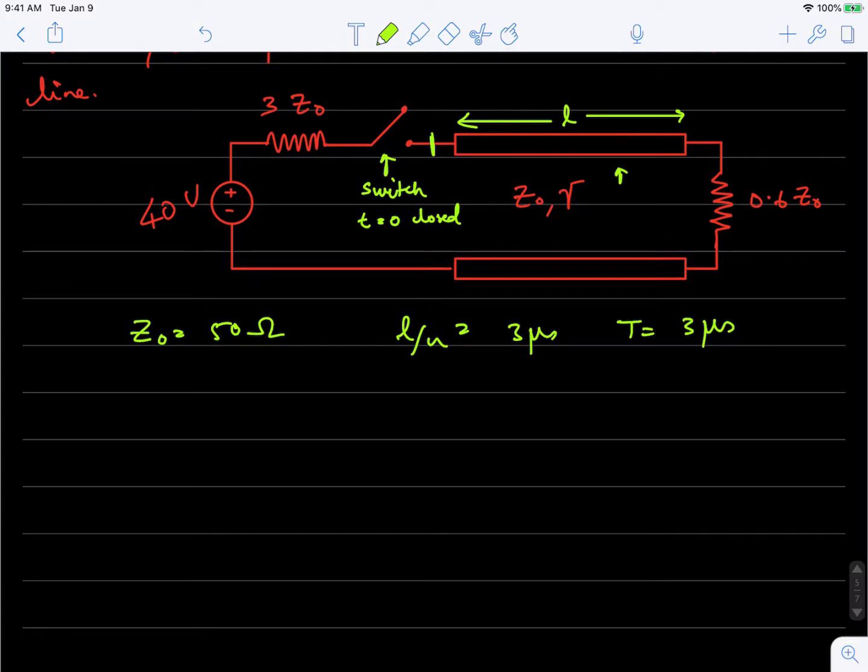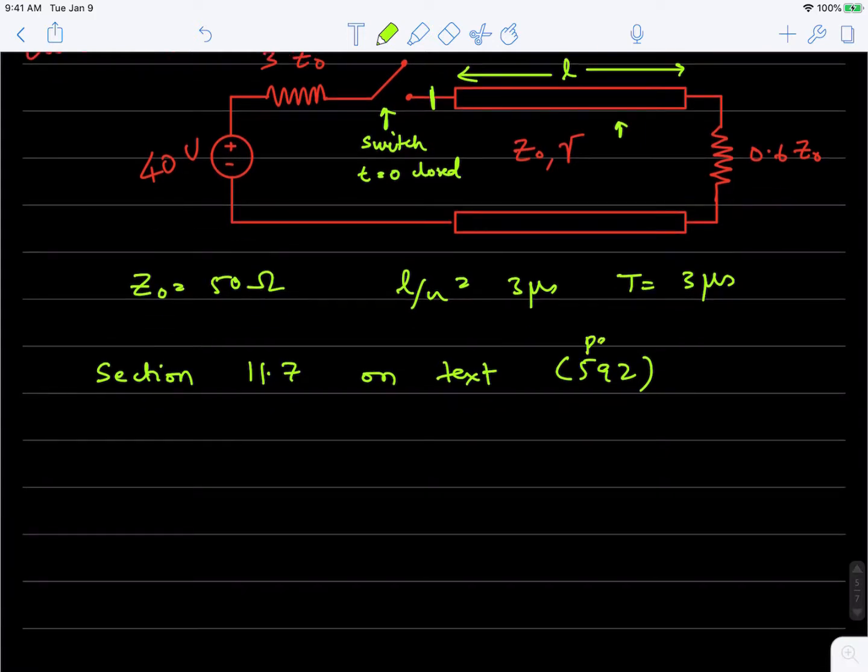Okay, so before we go ahead and find the voltage and current curves, we have to understand one thing: what exactly happens. If you don't know which part of the textbook to refer to, it's section 11.7 in the text, page number 592. You will read about how to deal with transients on transmission lines. Okay, that's the page number.